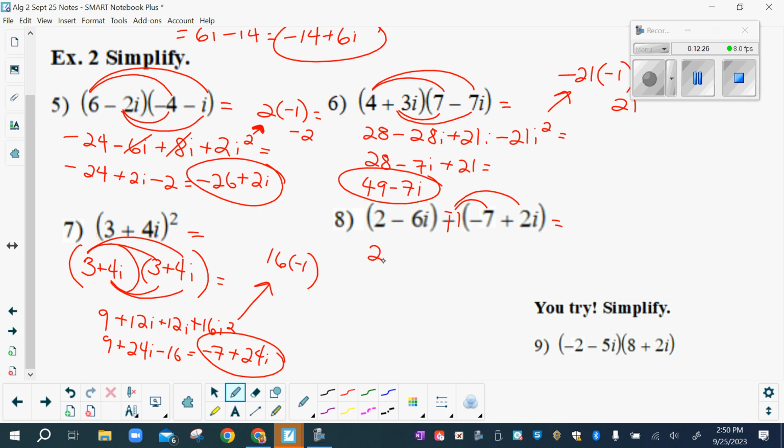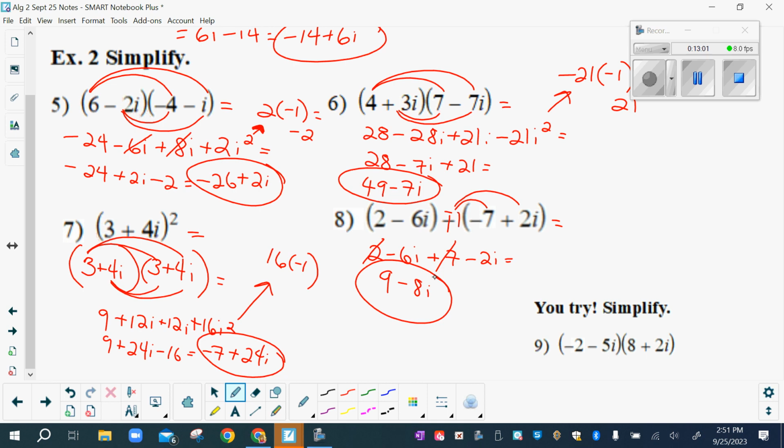And this would be 2 minus 6i. And what do we get when we distribute the negative 1 here? Raphael? Positive 7. And then? Good. And then what would my final answer be? Would be 5. 2 plus 7? 9. Minus 8. Good.